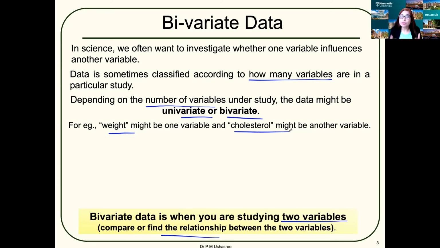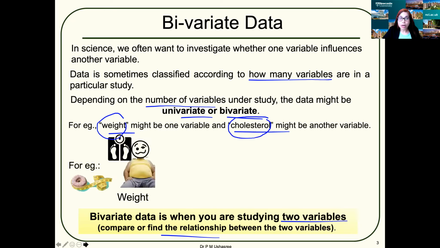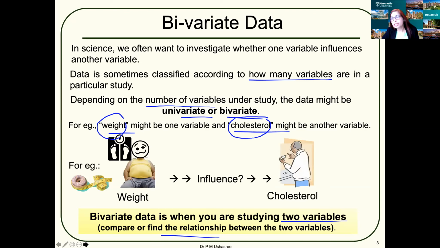Now what you're going to see is how one variable, which is weight in our case, influences the cholesterol level of an adult. That is how one variable influences the other variable. How weight influences cholesterol level in an adult. So that means we are studying two variables. Our investigation has two variables now, weight and cholesterol level. So that is called bivariate data.